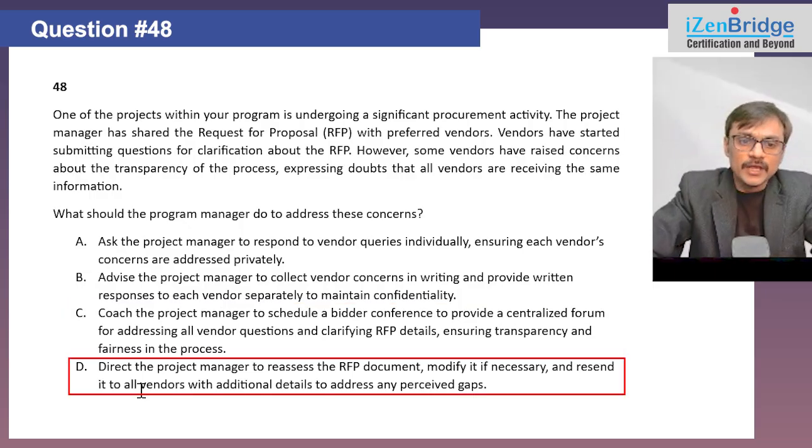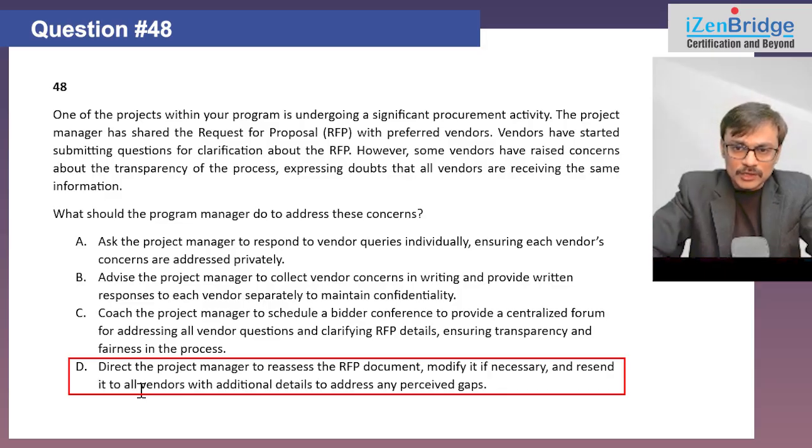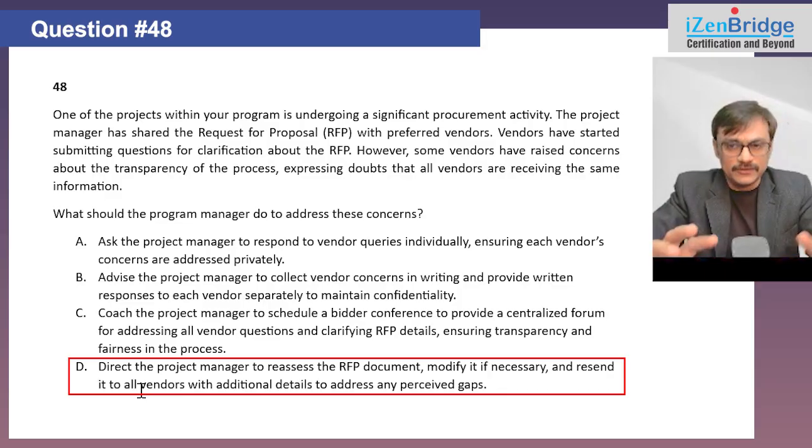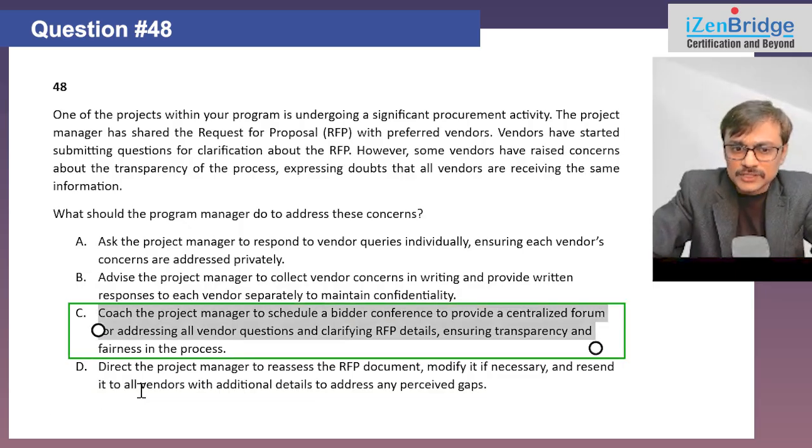Let's see option D. Direct the project manager to reassess the RFP document, modify if it is needed, and resend to all vendors with the additional details to address any perceived gaps. So it is saying that let's have a new version of RFP. A possible solution though, but we focus on the word which is frequently used, an event which is primarily made for this concern, because we understand it's an exam question. It is not something checking me on a real world. So I just need to follow the thing which are more familiarly used in a procurement topic.